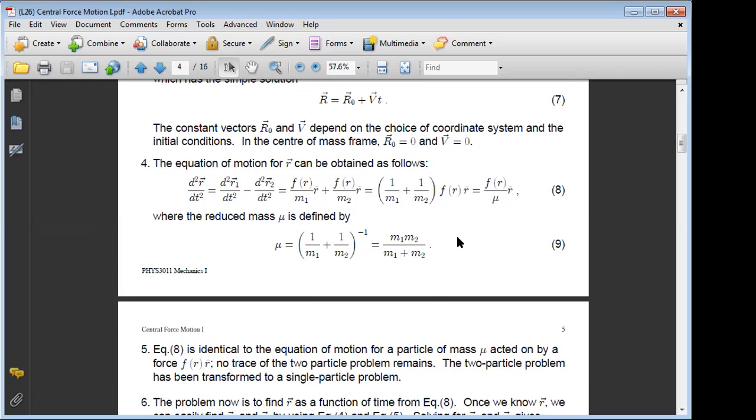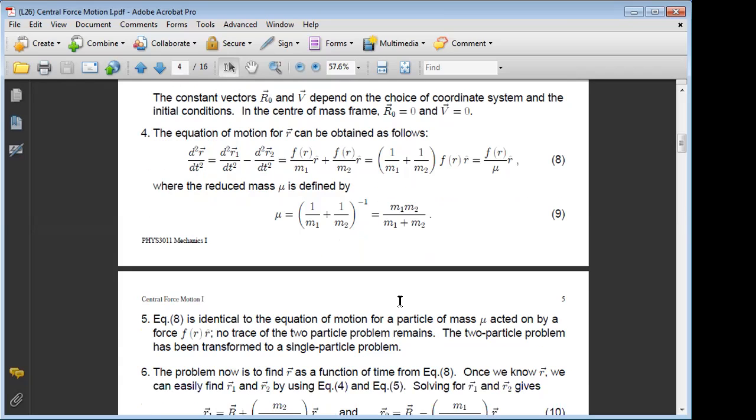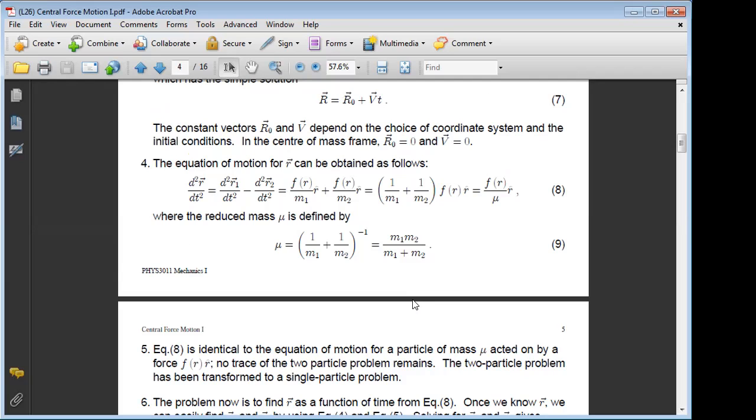Now, as you can see, there's no trace of the two-particle system anymore. The two-particle system has been transformed to a single-particle problem. Right? Now, this is possible because the forces involved are interacting forces between the two particles. There's no external force involved at all.